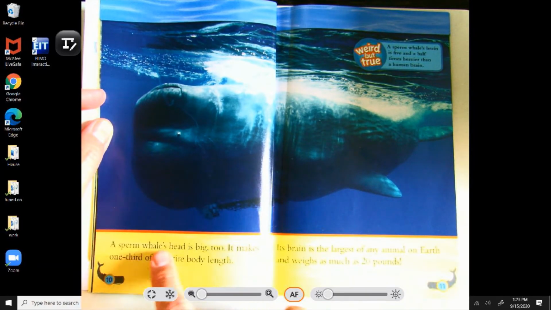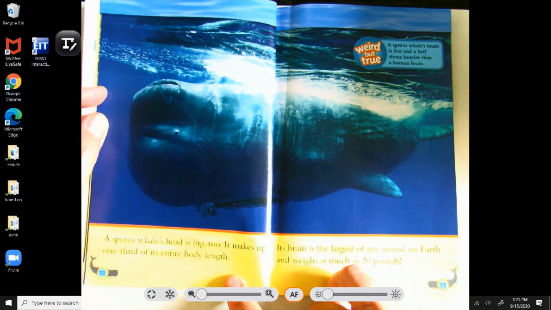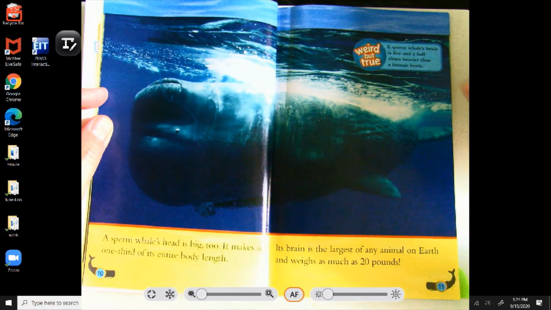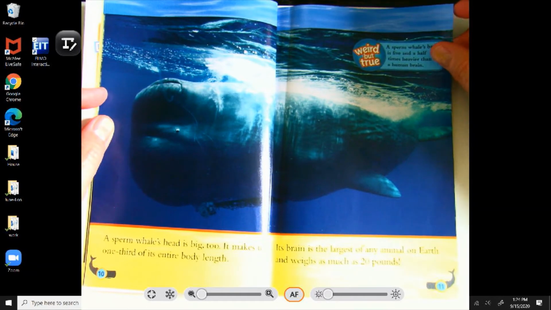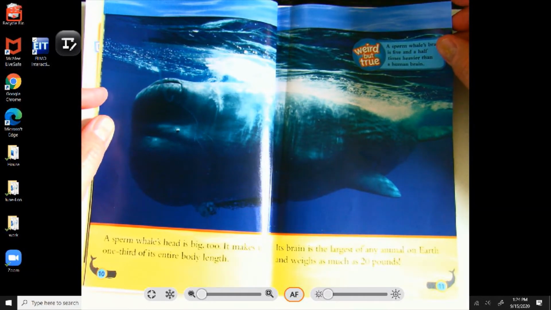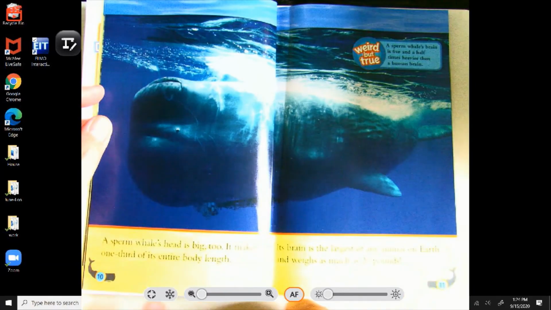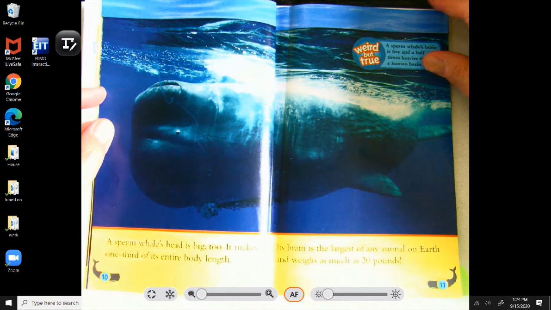A sperm whale's head is big too. It makes up 1/3 of its entire body length. Its brain is the largest of any animal on Earth and weighs as much as 20 pounds. Oh my goodness, scholars. Can you imagine if our heads were 1/3 of our bodies? That could be an interesting illustration to make.